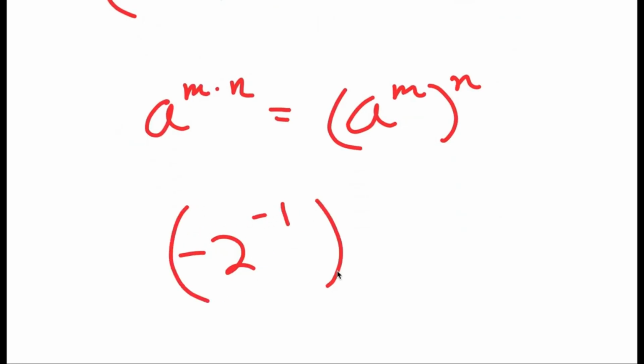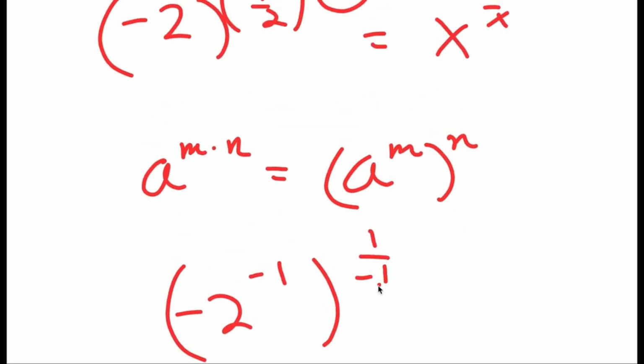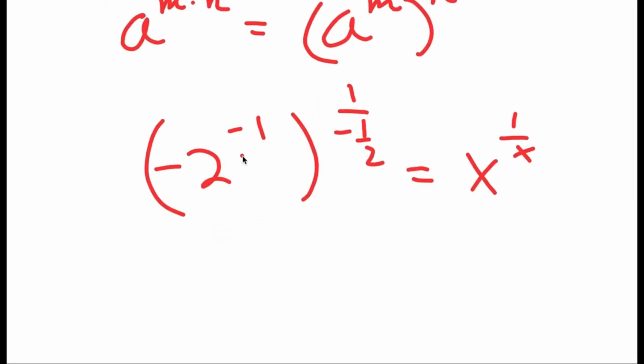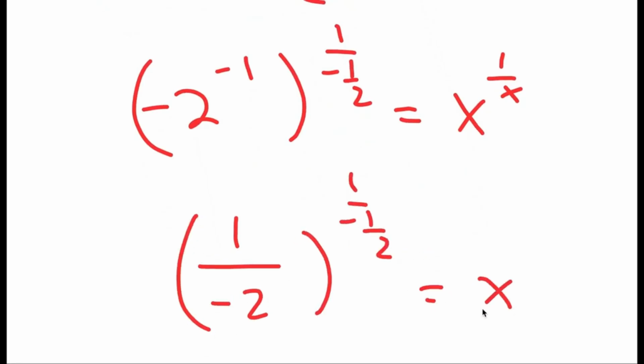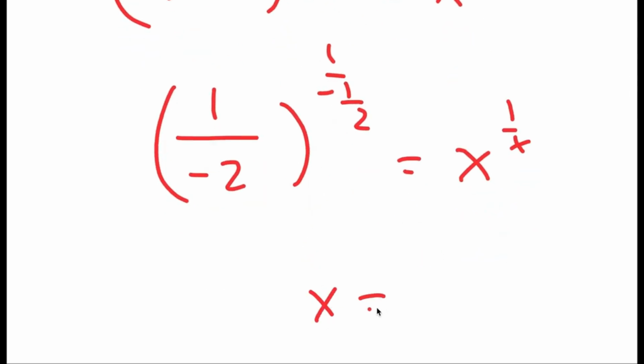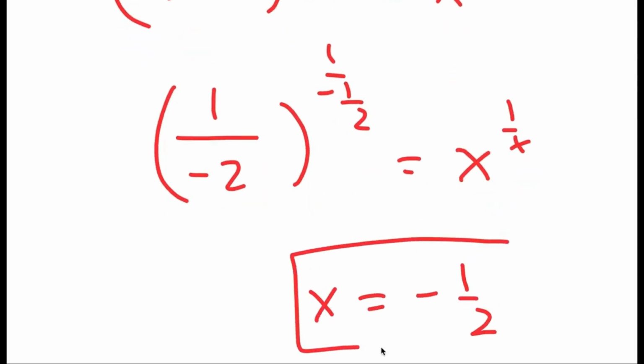So I get -2 to the power of -1 to the power of 1 over -1/2 is equal to x to the power of 1 over x. And -2 to the power of -1 is 1 over -2. So my solution here is -1/2.